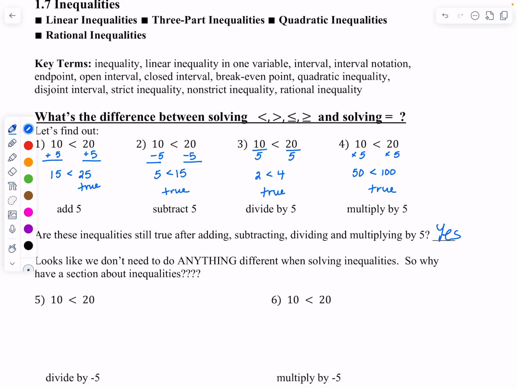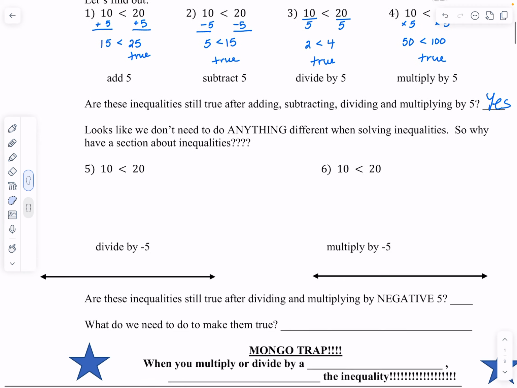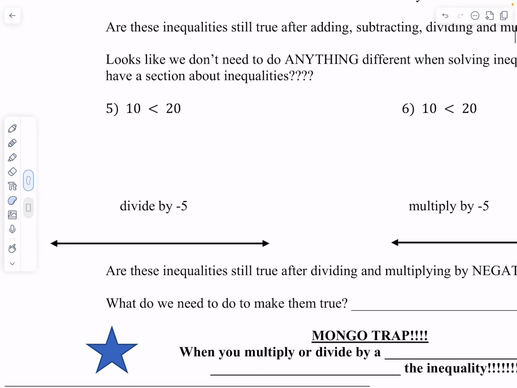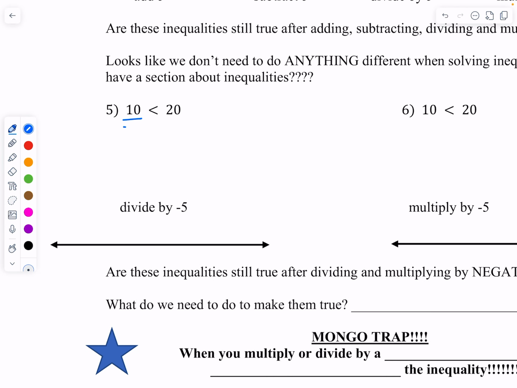Okay, so right now it looks like there's nothing different between solving inequalities and solving equal marks. Well, if that was the case, we wouldn't have a whole section on inequalities, right? We would just, at the end of the section on equations, say the same thing works for inequalities. So there's got to be something different about inequalities. So now I'm going to divide by negative 5. So now I get negative 2 is less than negative 4.